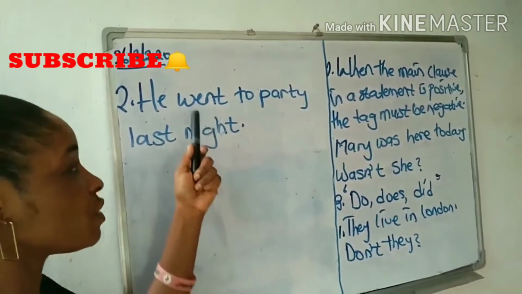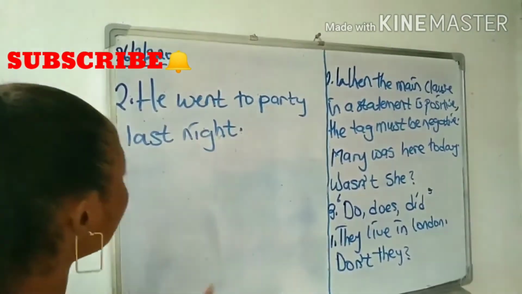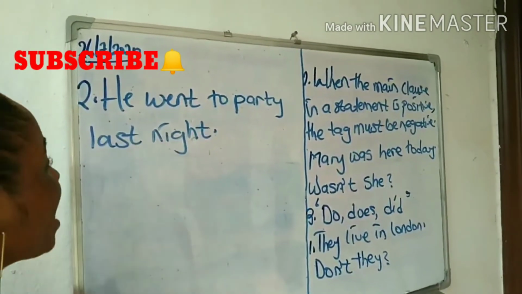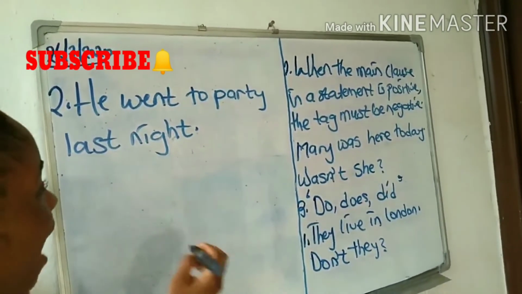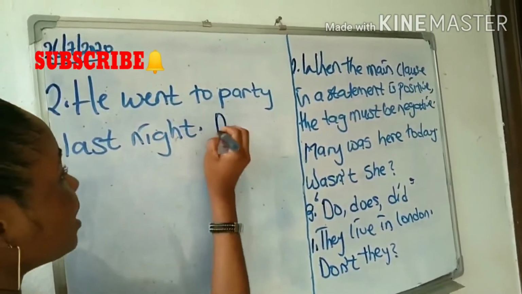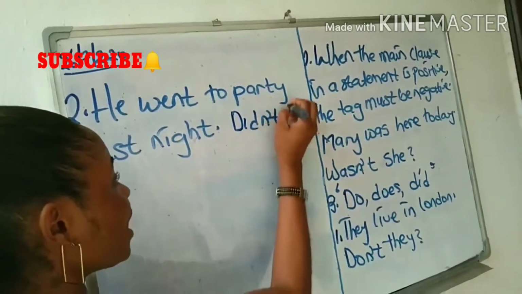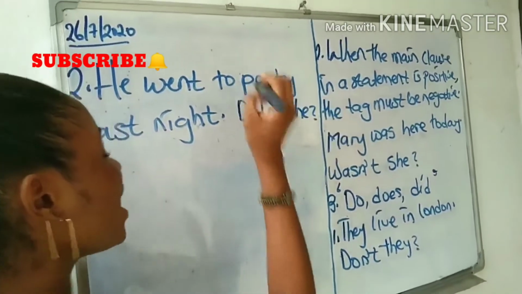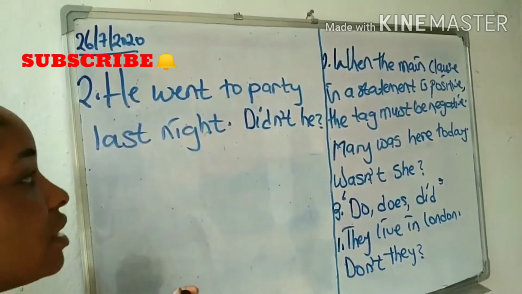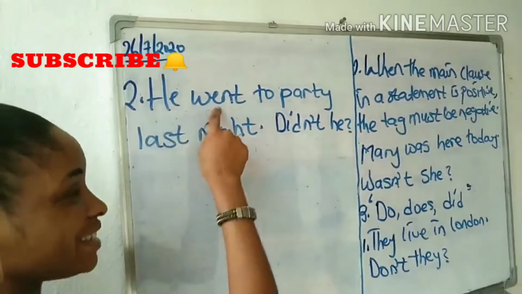And you cannot say "he went to party last night, went he?" Some people make this mistake. So let's try to avoid this mistake. He went to party last night. The tag is going to be what? Didn't he? Look at this. He went to party last night, didn't he? You cannot say "went he," please.